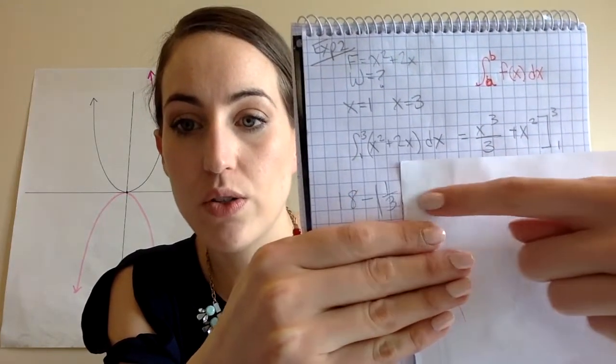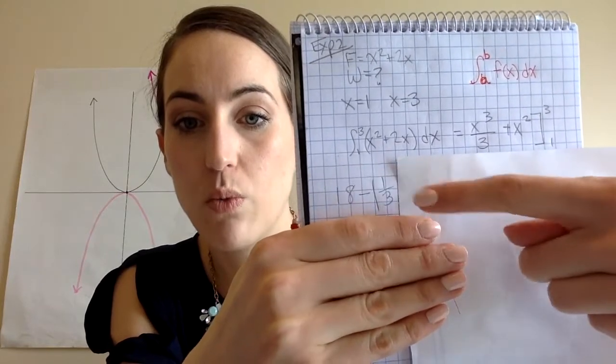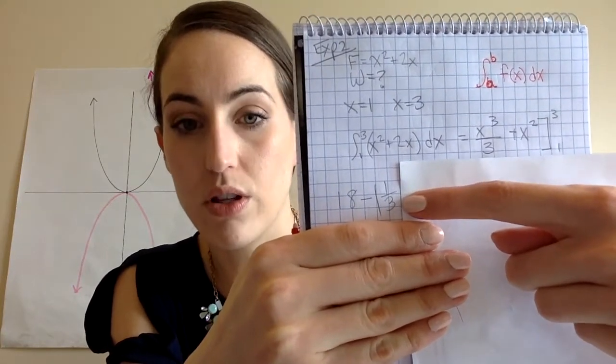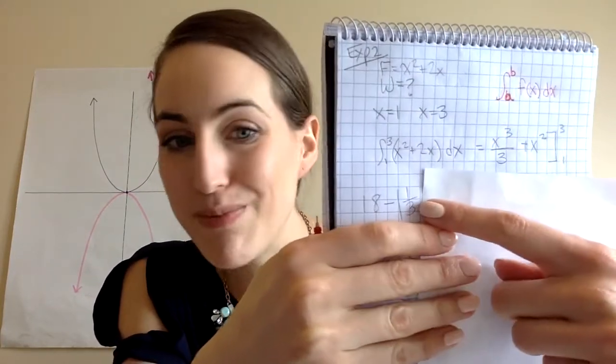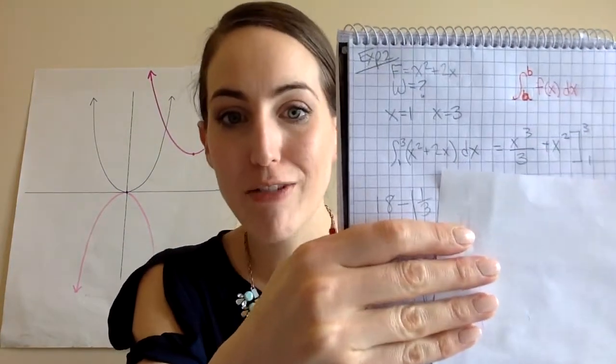And each of those are here. The 18 we just found and the 1 1/3 that we just found. Now this is just back to Algebra 1. How do you subtract fractions?